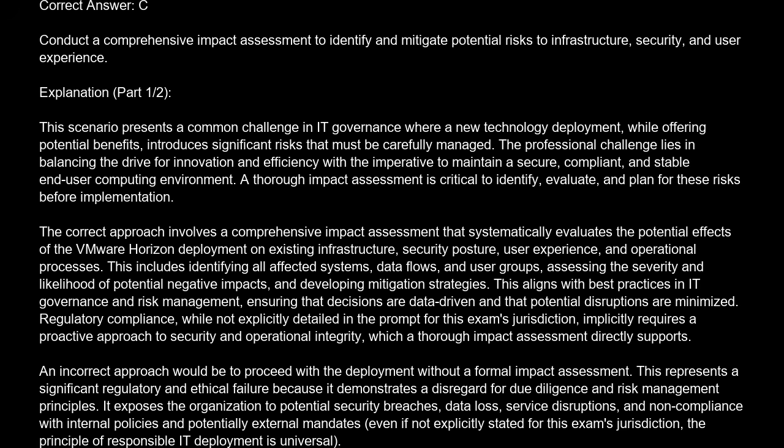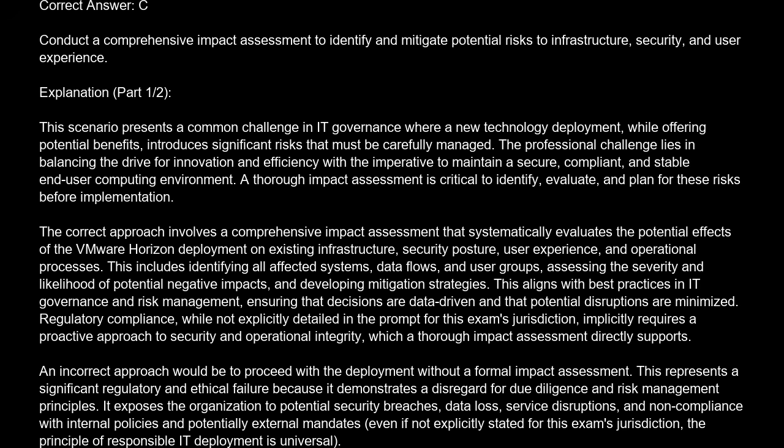The professional challenge lies in balancing the drive for innovation and efficiency with the imperative to maintain a secure, compliant, and stable end-user computing environment. A thorough impact assessment is critical to identify, evaluate, and plan for these risks before implementation. The correct approach involves a comprehensive impact assessment that systematically evaluates the potential effects of the VMware Horizon deployment on existing infrastructure, security posture, user experience, and operational processes.